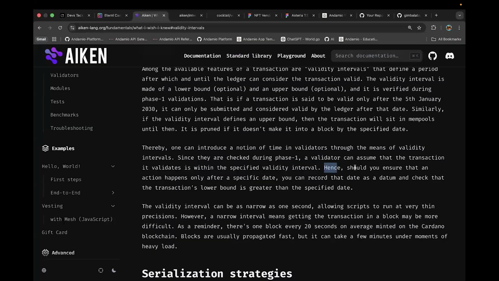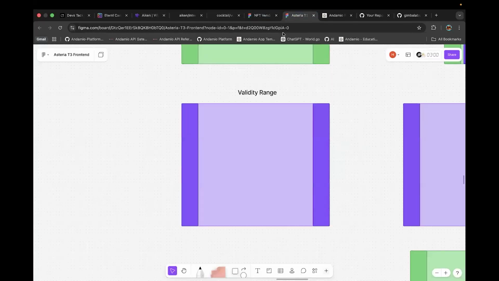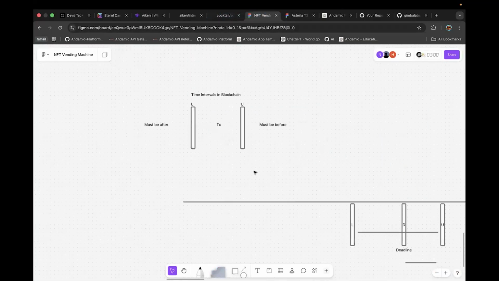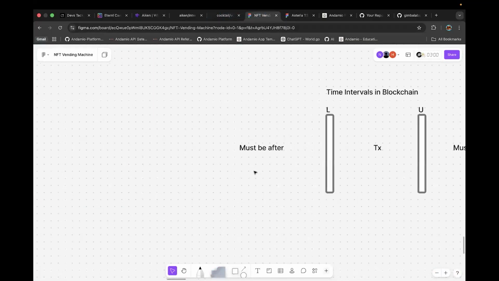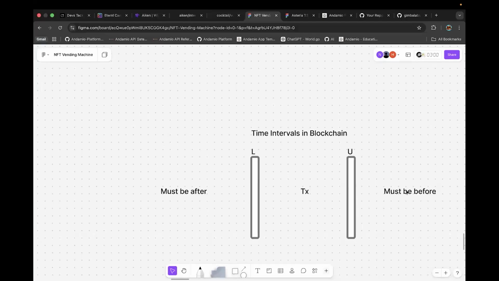Hence, should you ensure that an action happens only after a specific date, you can record that date as a datum and check that the transaction's lower bound is greater than that specified date. Okay, so what they are saying is if you have a one-sided deadline, if you only have must be after without having must be before, then it has to be before the lower limit of that time interval.